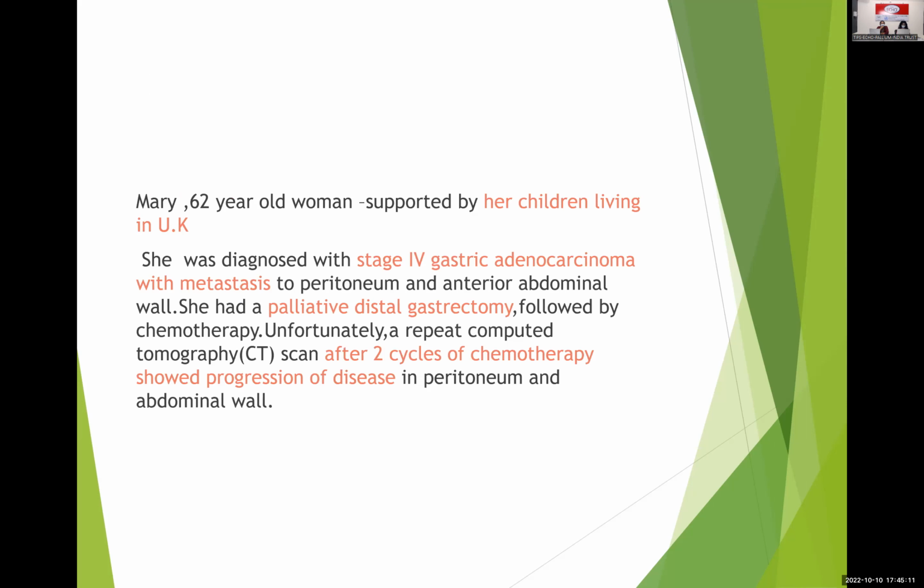Okay. So, here again, we are coming back to the first case, which we started with. Mary, she's a 62-year-old woman. She's supported by her children living in the UK. She was diagnosed with stage 4 pancreatic adenocarcinoma with metastasis to peritoneum and anterior abdominal wall. She had a palliative distal gastrectomy followed by chemotherapy. Unfortunately, a repeat CT scan showed that there is disease progression and it is spreading to peritoneum and abdominal wall.